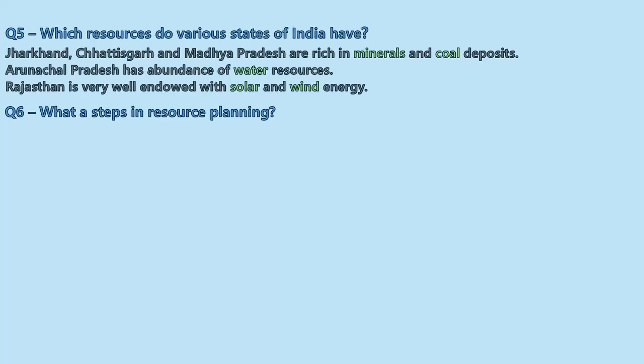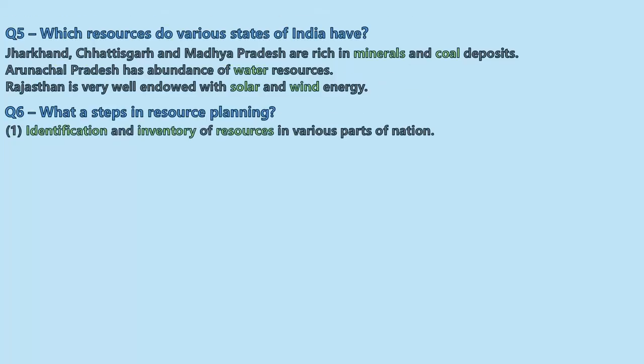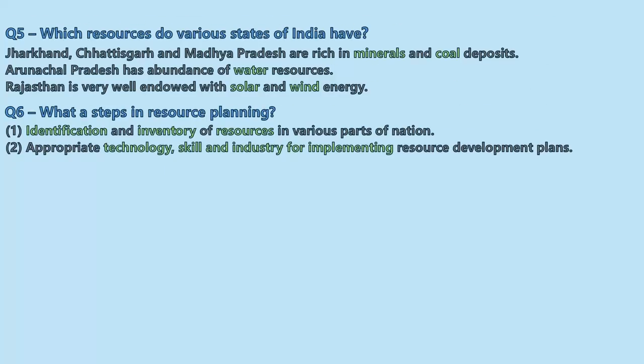Rajasthan is very well endowed with solar and wind energy. Okay, so these are a few examples of what resources each of the Indian states has. What are the steps in resource planning? Okay, first you should identify and do an inventory of resources in various parts of the nation. You should say in this state this resource is there, in that state that resource is there. That is the first step to ensure that we know what resources we have so that we can equitably distribute it, isn't it?